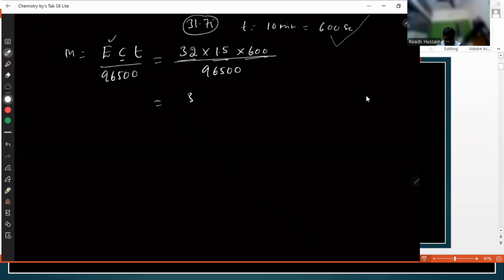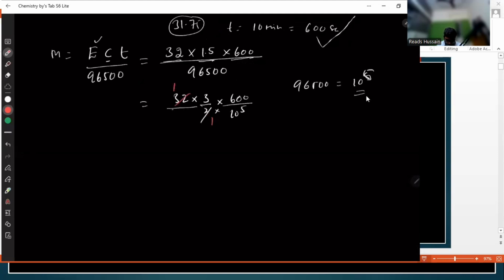See here, this is 32 into 1.5. Shall we write 3 by 2? 3 by 2 into 600, and again divided by 96,500. I am going to take 96,500 as approximately 1 lakh, that is 10 raised to 5. Then 2 sixteens are 16. Here 10 raised to 5, and here 2 zeros are there, so you can cancel the 2 zeros. Then it becomes 10 cubed. What is left: here 16, here 3, here 6, here 10 raised to 3.